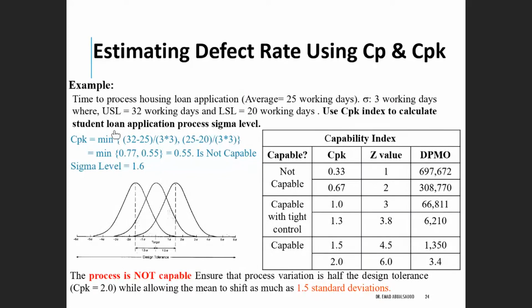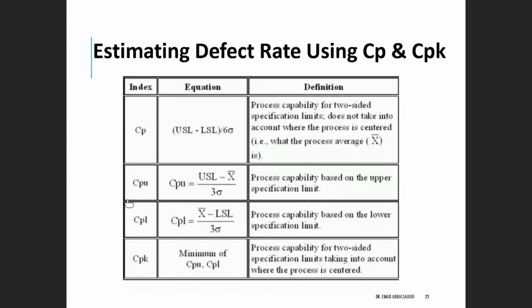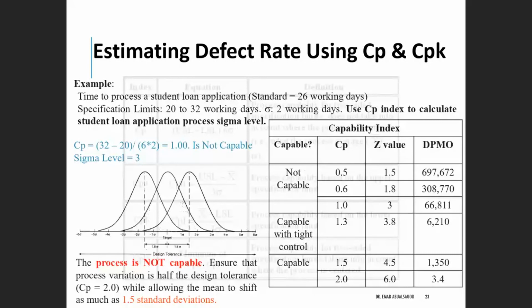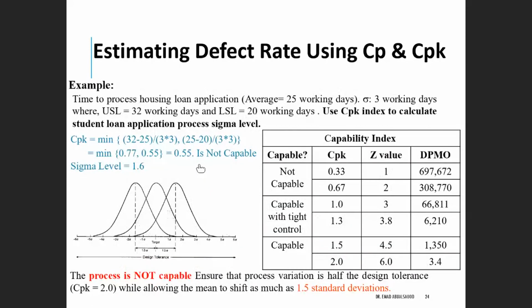So what we do is we apply the formula. The CPK is the minimum of the CPU and the CPL. How we calculate the CPU, which is the process capability based on the upper specification: you subtract the average from the upper specification, divided by 3 times the standard deviation. So the upper specification here is 32, minus the average, 25, divided by 3 times the standard deviation, which is also equal to 3.